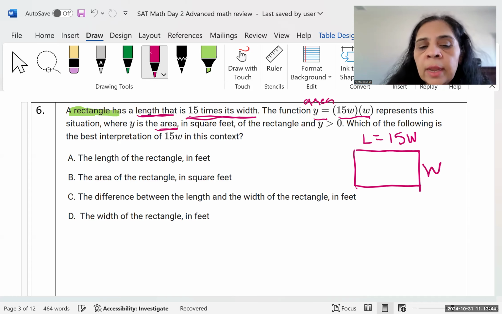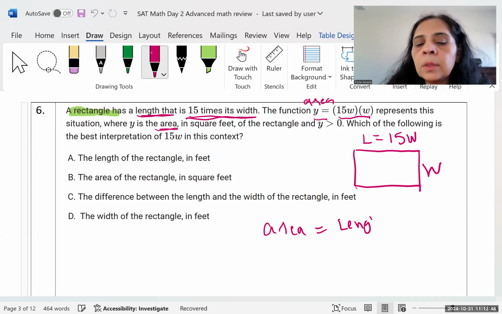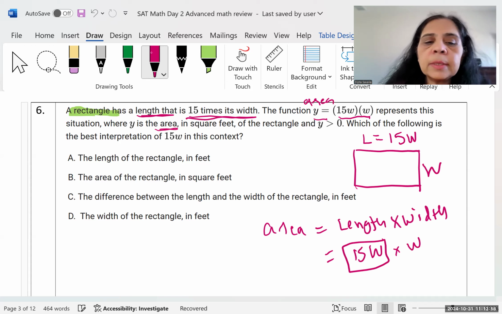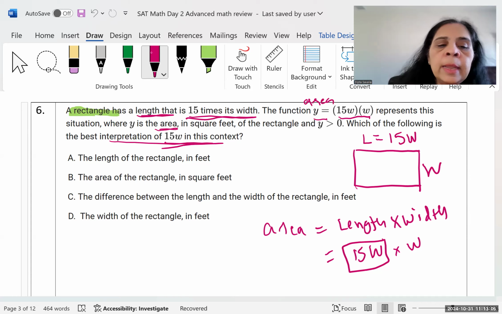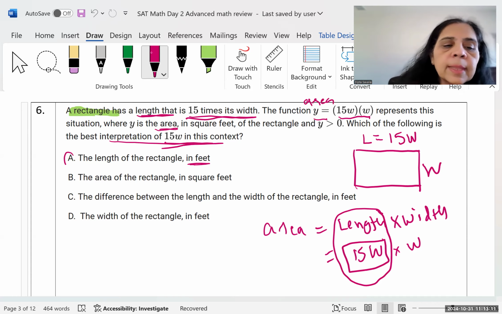How do we find area? Area equals length times width, right? So they already give you this function, 15w times w. So what does this represent? That's the question. What is the best interpretation of 15w? The length of the rectangle in feet. That makes sense. That is the length. Look at this. So that's it.